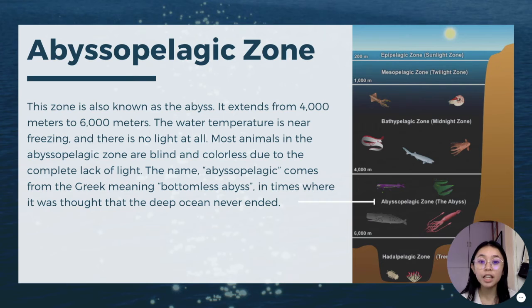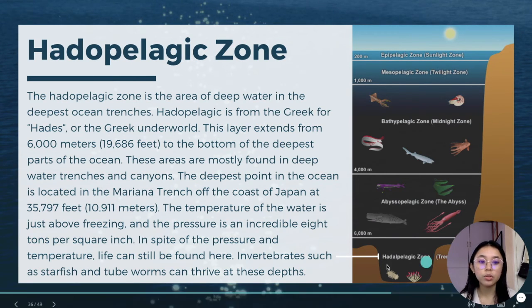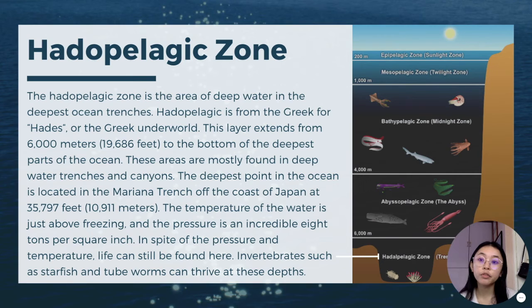The name abyssopelagic comes from the Greek meaning bottomless abyss, in times when it was thought that the deep ocean never ended. The last zone is the hadopelagic zone. So this is the zone. The hadopelagic is from the Greek word for Hades, or the Greek underworld.